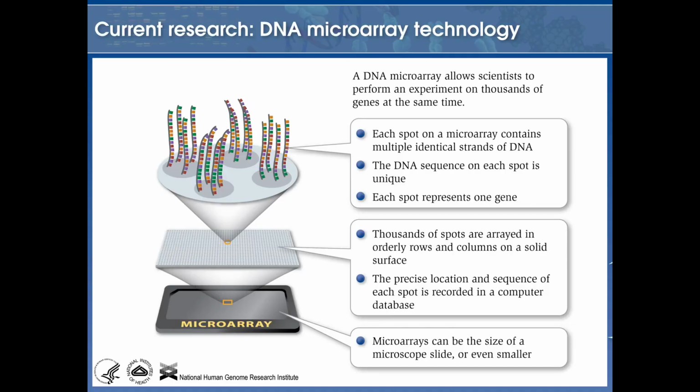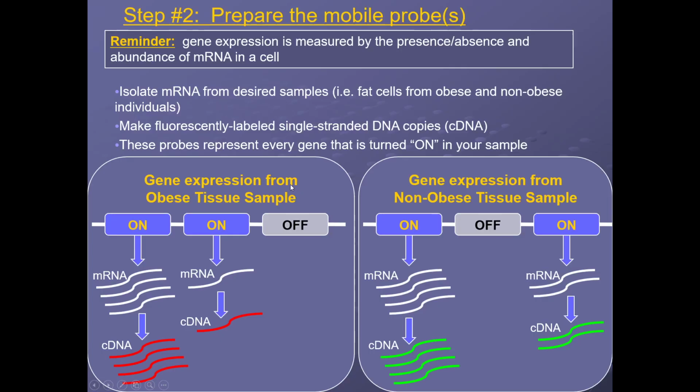So now that you have your chip in place, you have thousands of genes being spotted as single-stranded molecules on each of these spots. Obviously, the location and the sequence of each spot, as well as the location of each gene, is recorded in a database, so you know exactly what kind of gene corresponds to each spot. So now that you have that information, moving on to the actual experimental design.